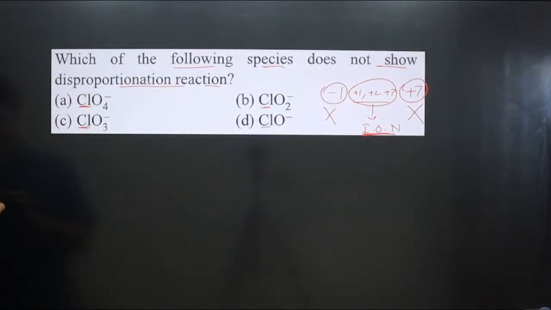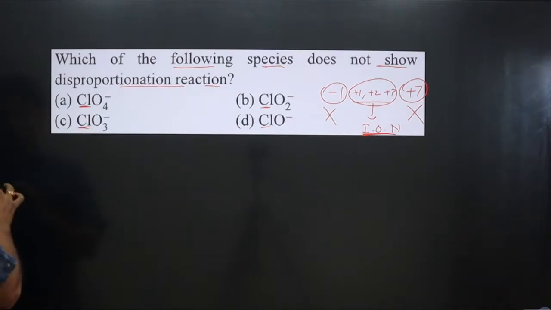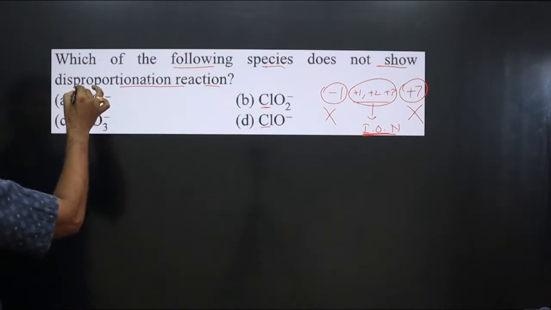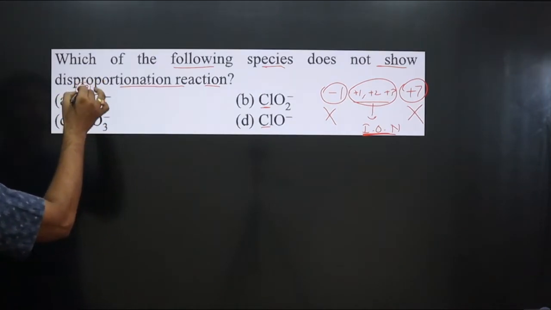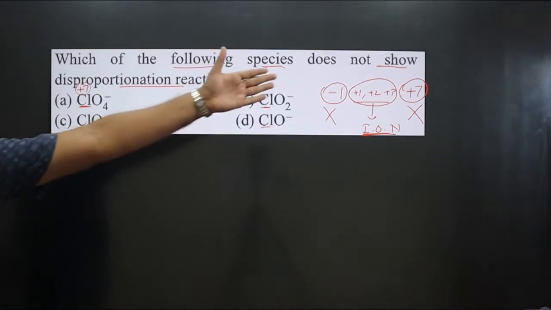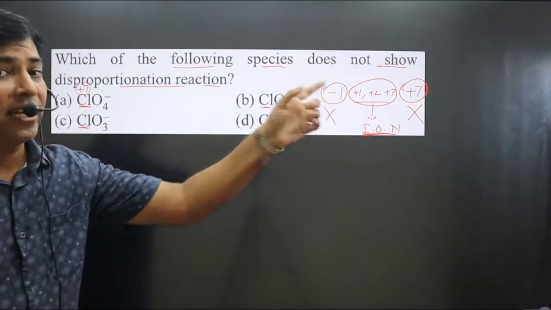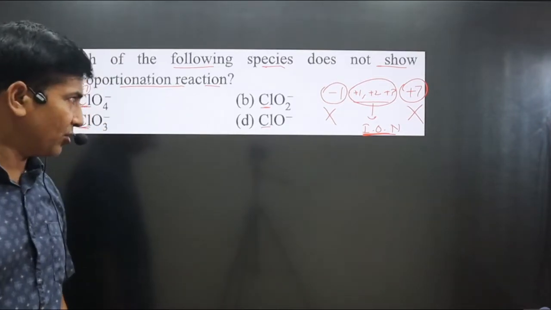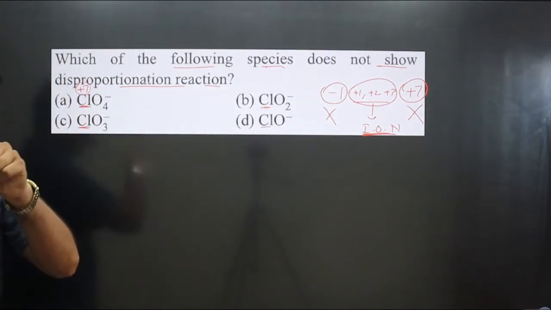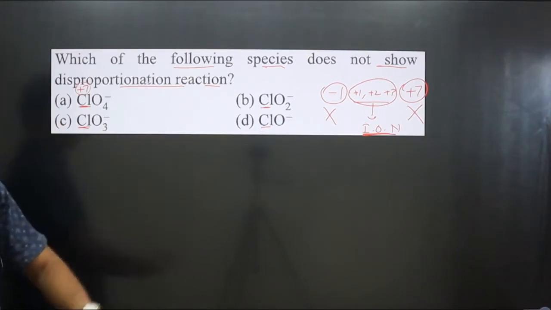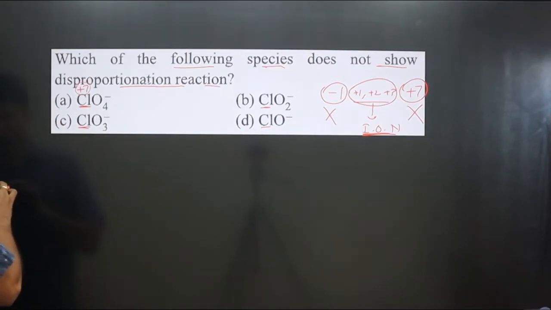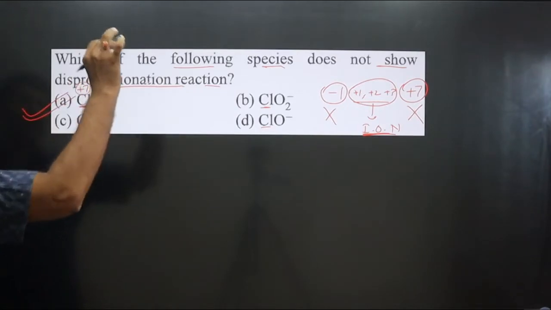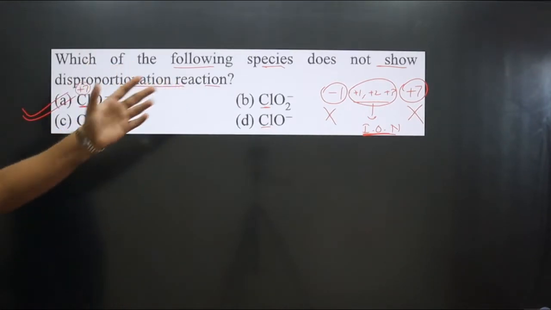So we can calculate the oxidation number. Pay attention carefully. We have ClO4 minus. Chlorine is present in +7 oxidation number, the maximum oxidation number. If chlorine is present in its maximum oxidation number, it will never undergo disproportionation redox reaction, because it can undergo only reduction reaction. It will never undergo oxidation reaction. In the first option itself, we got the correct answer. You can see we have ClO4 minus. But anyway, we can try for the next one.